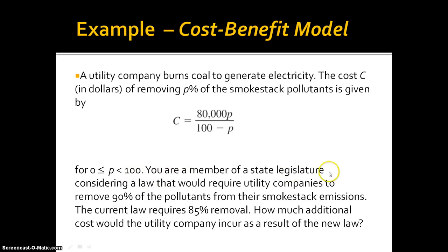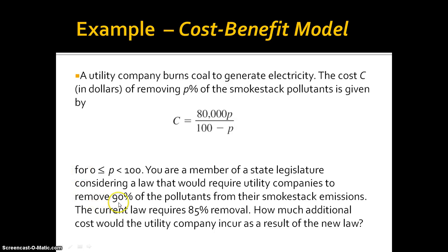Now let's say we are a member of the state legislature and we're considering a law that would require the utility company to remove 90% of the pollutants from their smokestack emissions. The current law requires 85% removal. How much additional cost would the utility company incur as a result of our new law? Ooh, I like this example.